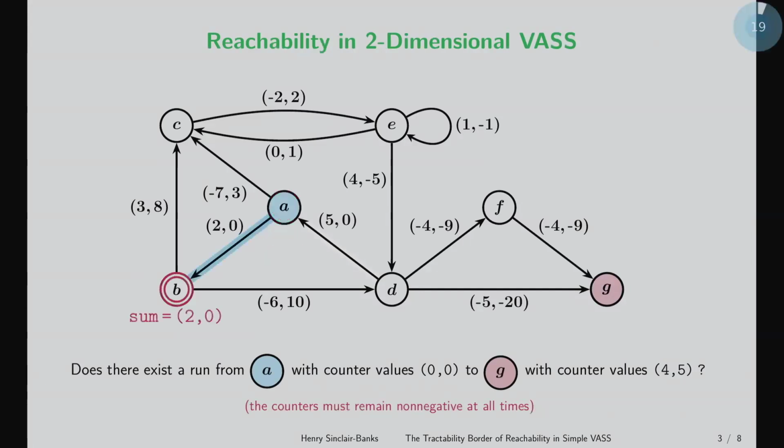If you start here with 0, 0, you can go here to 2, 0, up here to 5, 8, and you continue around, you get here, and you notice that if you were to take either path via F to G or just directly to G, you wouldn't reach 4, 5. So you have to cheaply take the cycle back through A and B, and you do this twice, and now, conveniently, if you go from 9, 25 at D, you can get to G with 4, 5. So this is a positive instance.